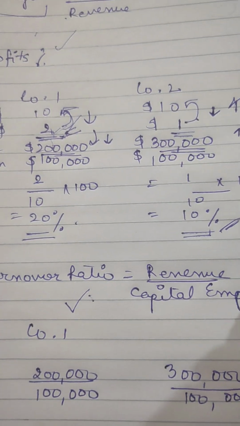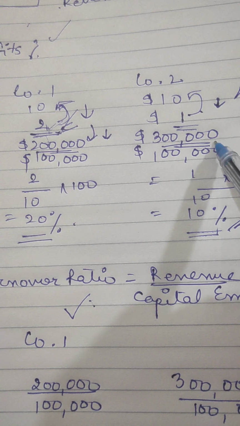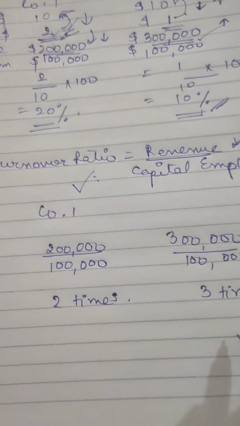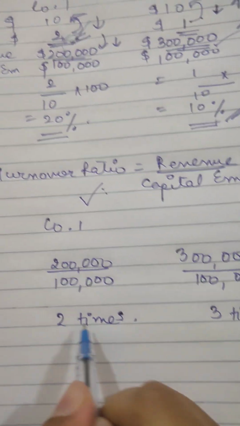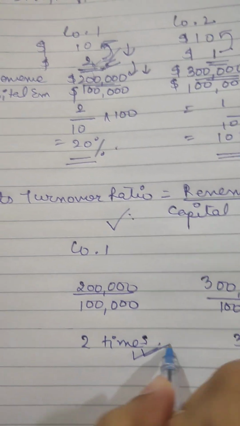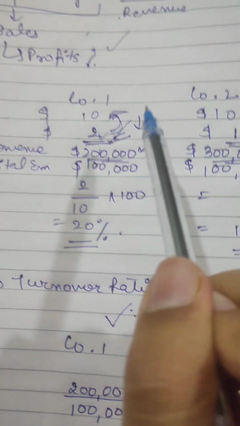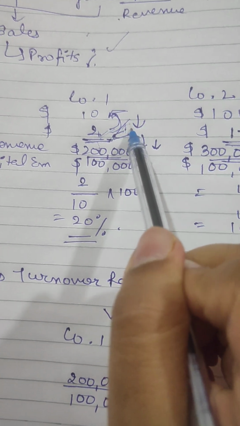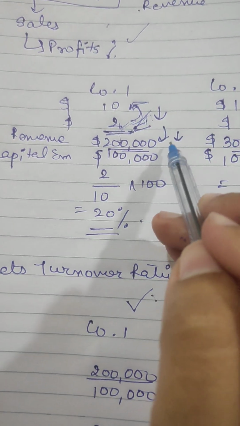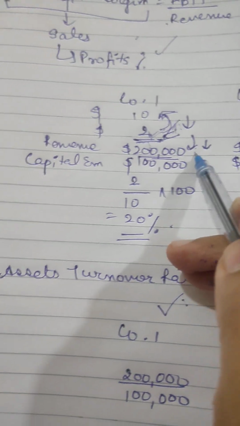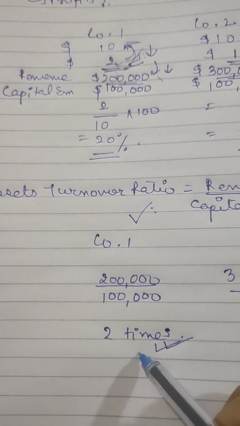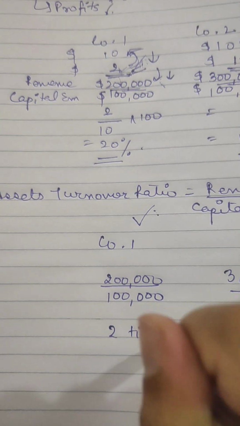That's why if the company has higher revenue, then the asset turnover ratio will be high, while the asset turnover ratio will be low in the company which has higher net profit margins. Because where the company has higher net profit margin, the revenue is likely to be less. And when the revenue is less, we will get less asset turnover ratio.